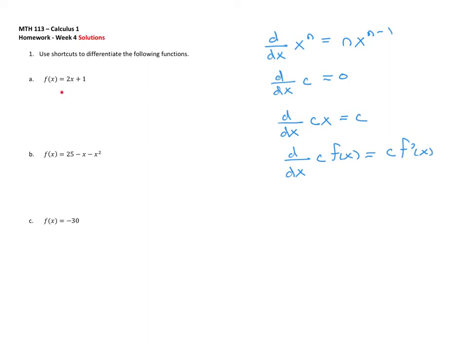So let's use these in a, b, and c here. Starting with the function f of x equals 2x plus 1, the derivative is f prime of x. That is equal to, well, 2x is referring to this rule here, and the derivative would just be the constant that is in front of it, so 2. We would then add on the derivative of 1, which is a constant, and so its derivative is 0. And that means the answer to part A is that the derivative of 2x plus 1 is just 2.